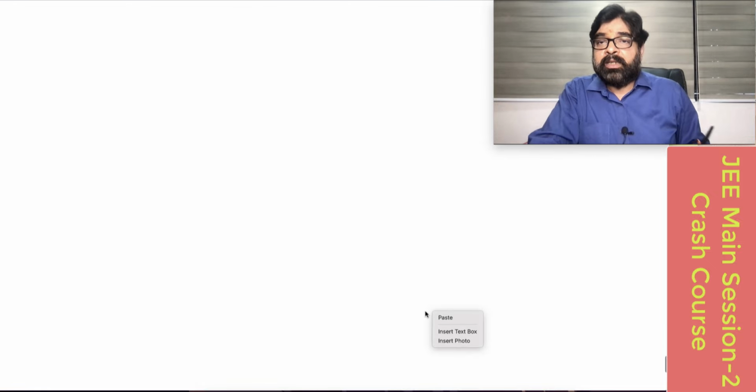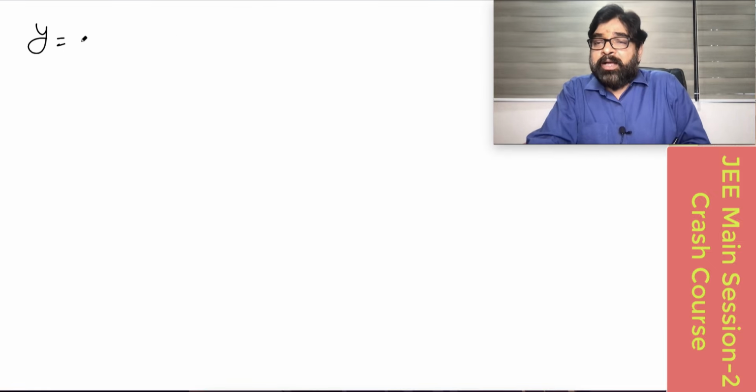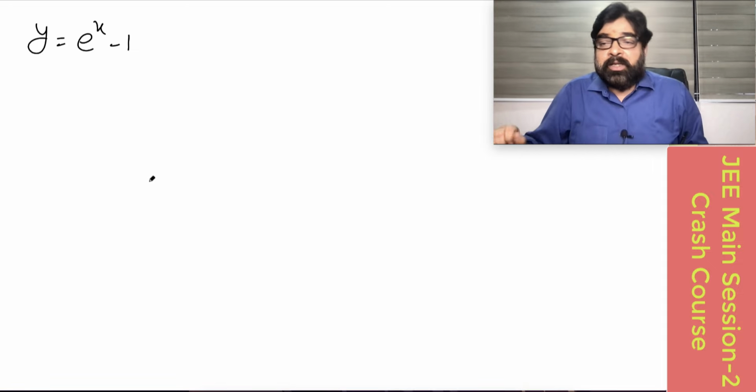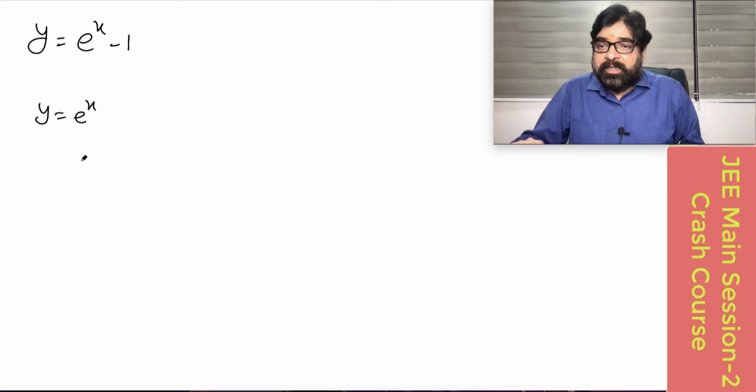Next, suppose one more question we'll do. I want the graph of y equal to e power x minus 1. E power x minus 1. So the basic graph is what? Remove the constant, y equal to e power x is the basic graph. So let's draw the basic graph.